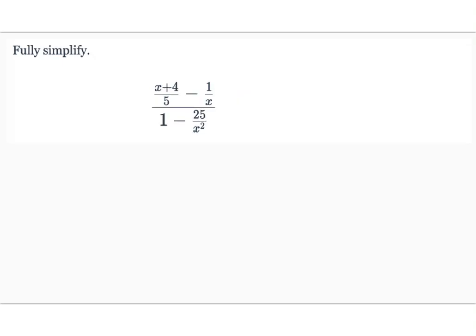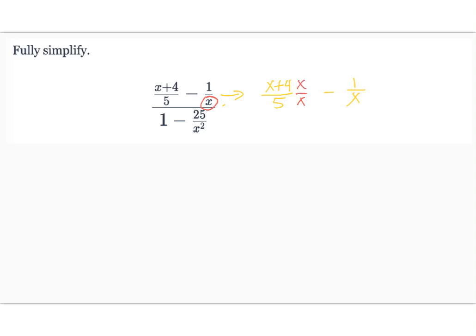Ooh, this is ugly. We've got what we call a complex fraction. I'm going to do the denominator and the numerator separately and then kind of bring them back together. I know to combine fractions, I've got to find common denominators. I'm going to take the first one, x plus 4 over 5, and multiply it by the other denominator.